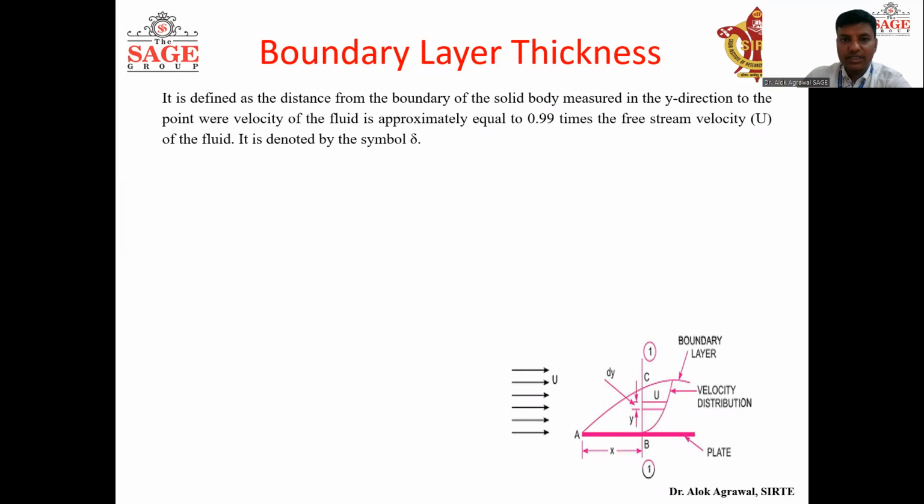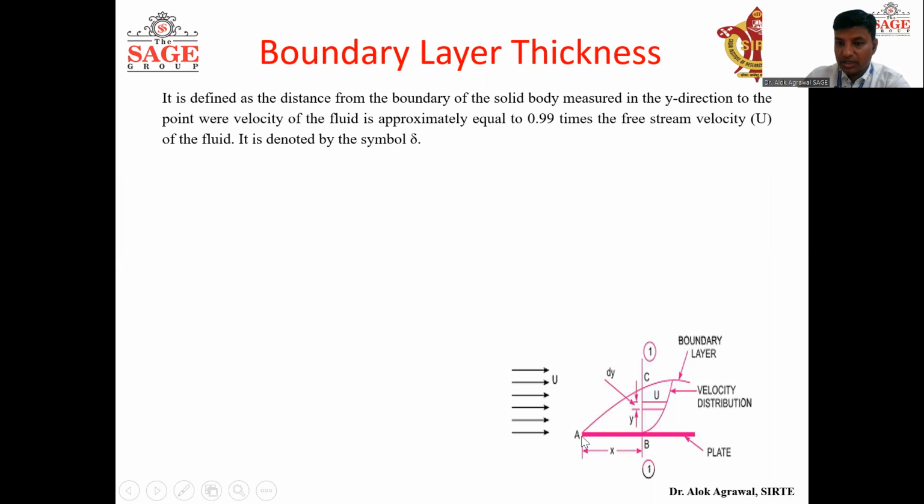It is defined as the distance from the boundary. If a solid body, represented by AB, is kept in a flowing fluid, then boundary layer thickness is defined as the distance from the boundary, measured in the y direction, that is perpendicular to AB, to the point where the velocity of the fluid is approximately equal to 0.99 times the free stream velocity U of the fluid.